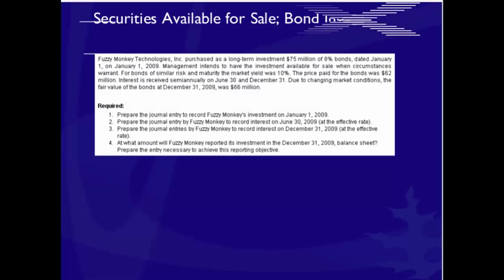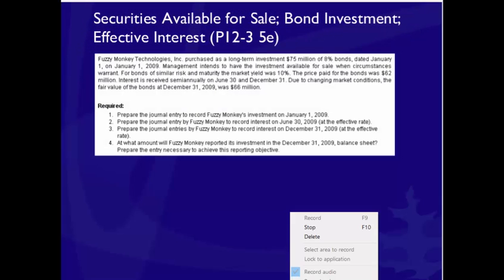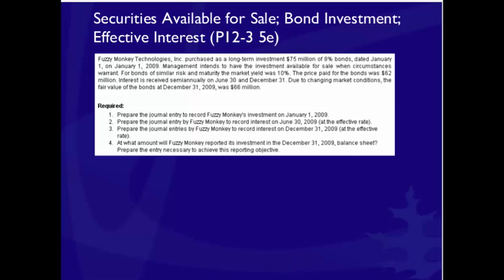Fuzzy Monkey Technologies purchased as a long-term investment $75 million of 8% bonds dated January 1st on January 1st, 2009. Management intends to have the investments available for sale when circumstances warrant. For bonds of similar risk and maturity, the market yield was 10%. The price paid for the bonds was $62 million.